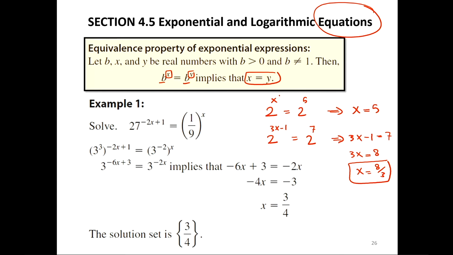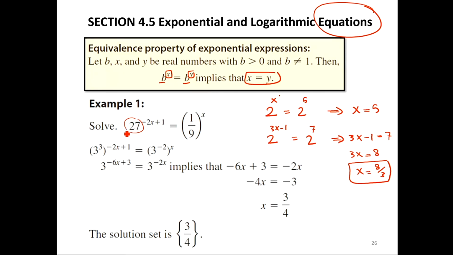Okay. Now, sometimes we have two numbers, for example, 27 and 9. We can convert 27 to 3 cubed and 9 to 3 squared.